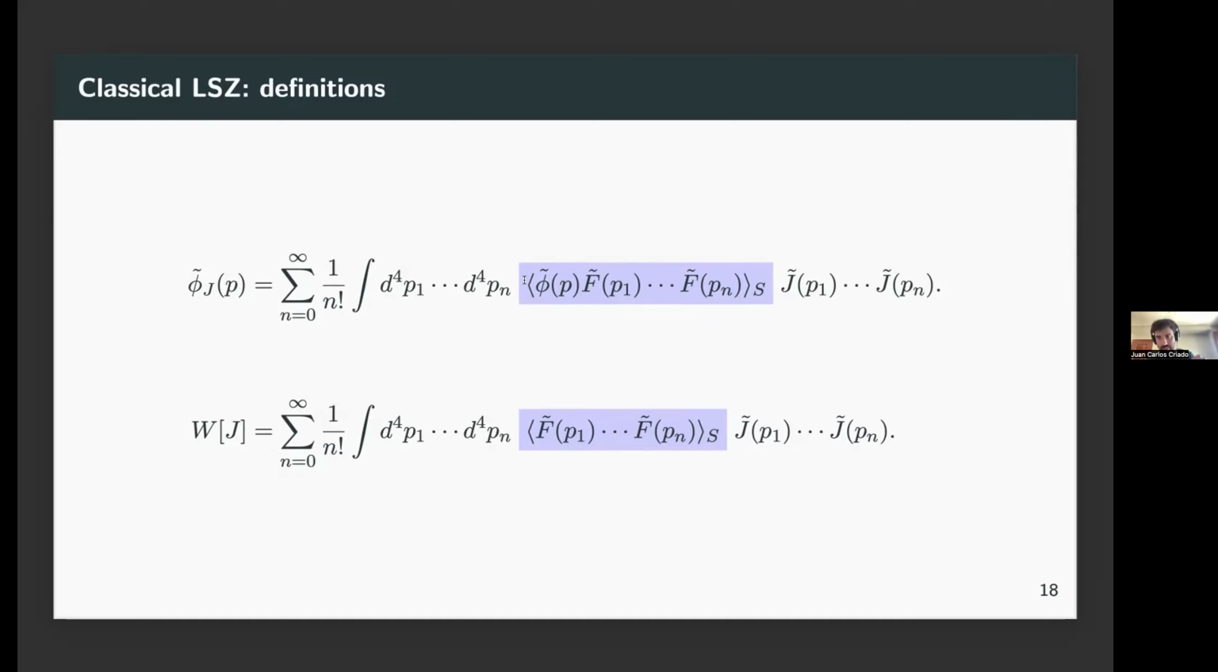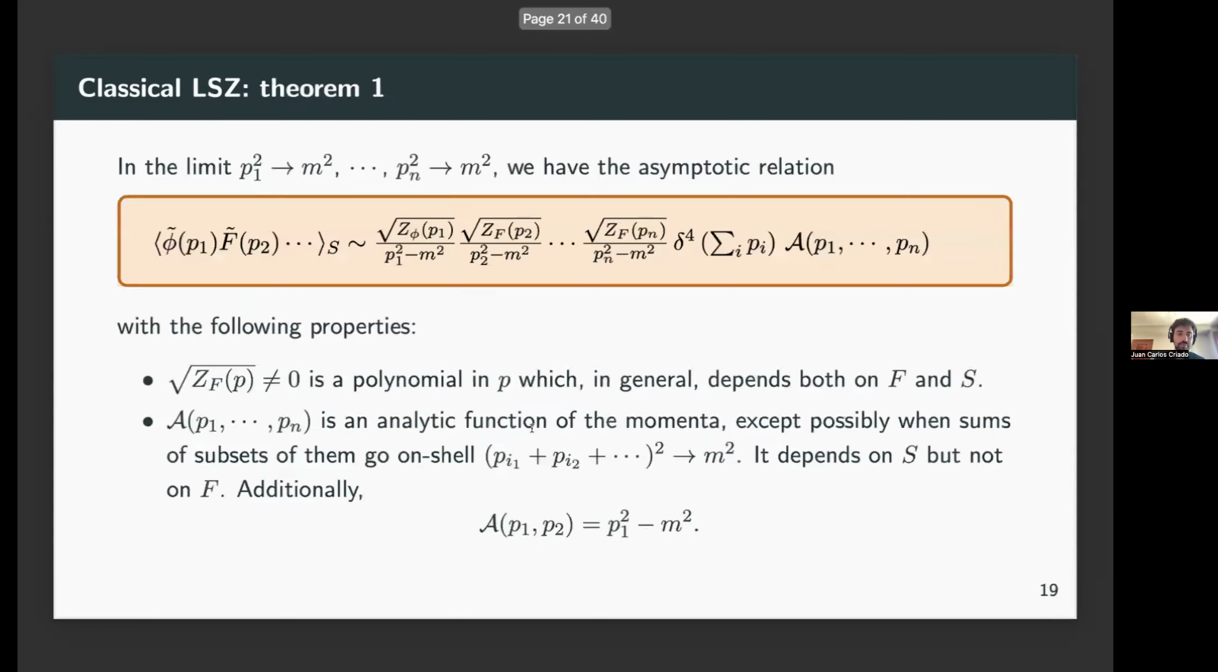You can check that they are indeed related at the classical level to the quantum Green functions that you define with expectation values. Okay, so we are going to look at these objects and see what poles they have. We proved these two theorems in the paper. The first one is about the coefficients of the expansion for the field. And what happens is it has poles when each of the external momenta go on shell.